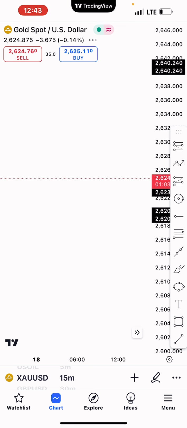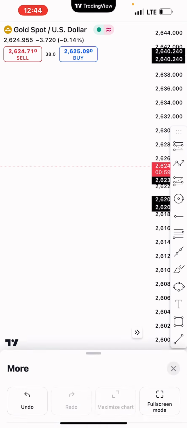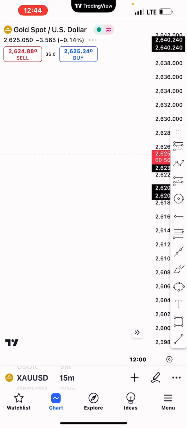The chart is actually loading now. All right, let me reset. The chart is loading now.